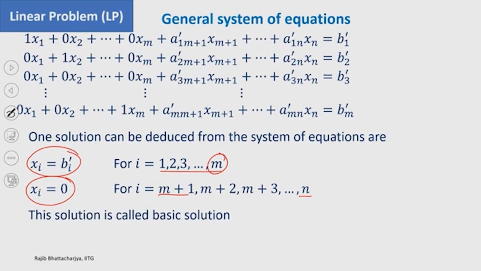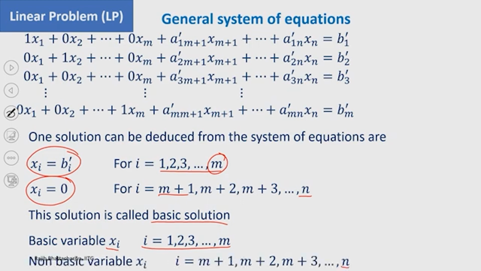So, what is optimization? Optimization is basically to find the best solution out of these combinations. As I said, this solution is called a basic solution. Here the basic variables are x i for i equal to 1 to m, and the non basic variables are for i equal to m plus 1 to n.